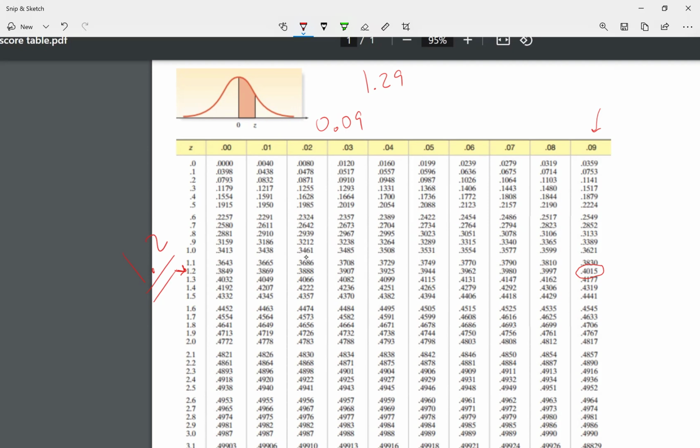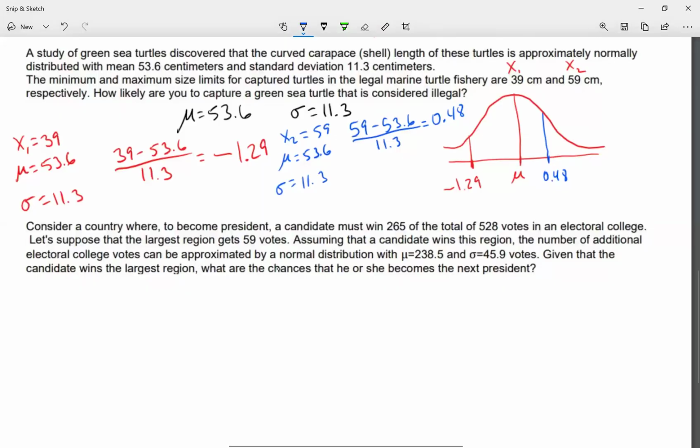Okay, so 0.4015. Let's write that down. 0.4015. That's this area. As a matter of fact, let me write it in red, so we know I was looking at the red area. 0.4015. Okay. Now I need to find the other area.